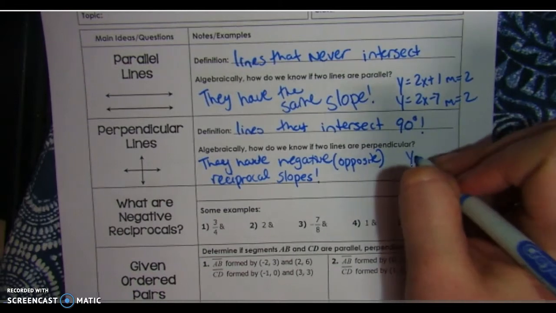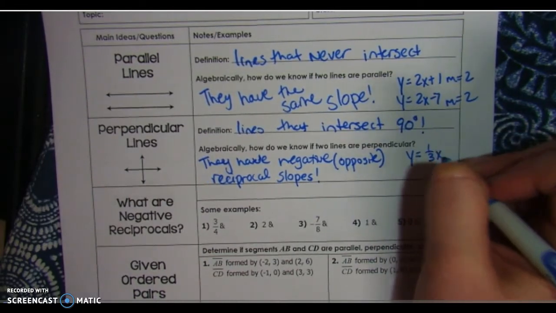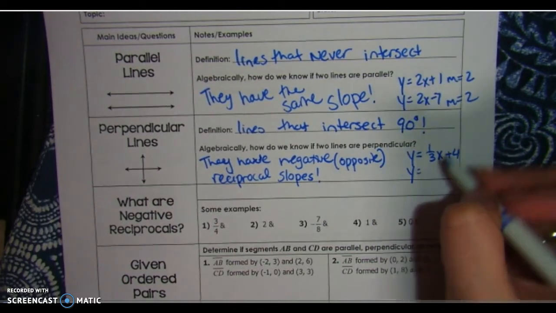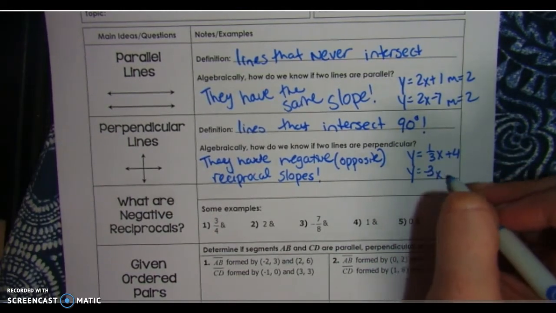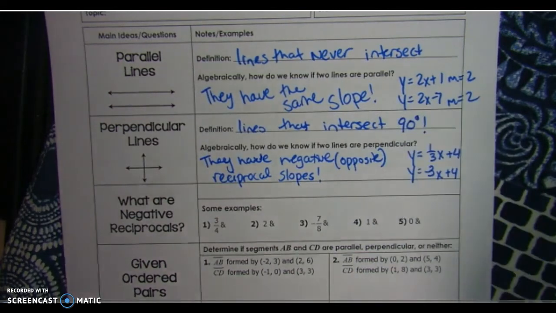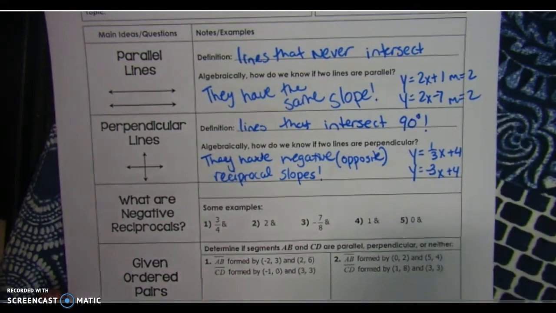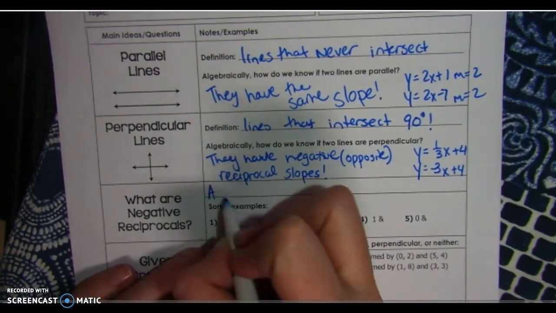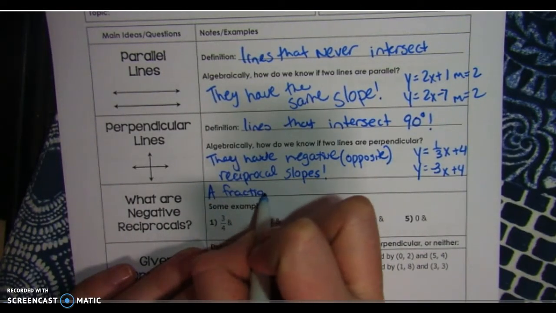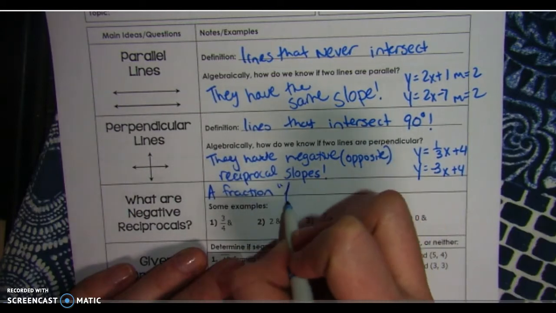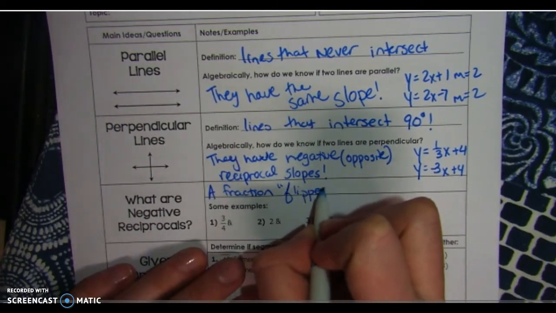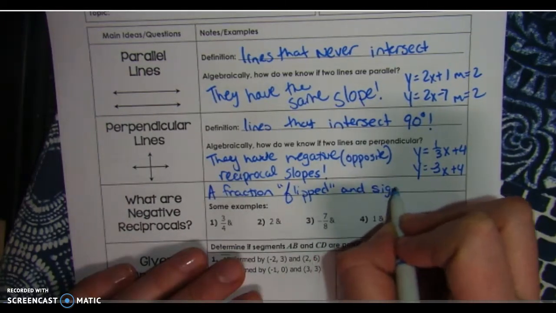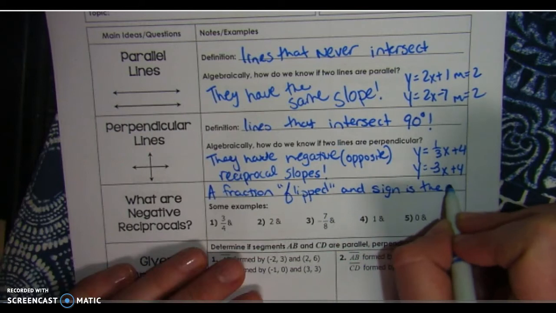So here, if we had y equals 1/3 x plus 4, perpendicular, the reciprocal of 1/3 would be 3, but it has to be opposite, so negative 3, plus 4. So remember fractions. The negative reciprocal is the fraction flipped, and the sign is the opposite.